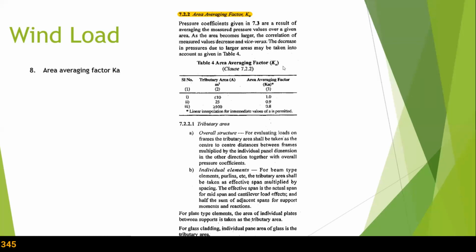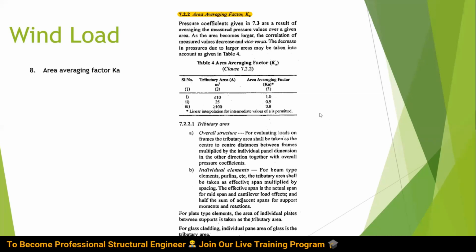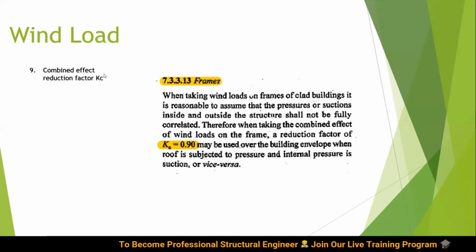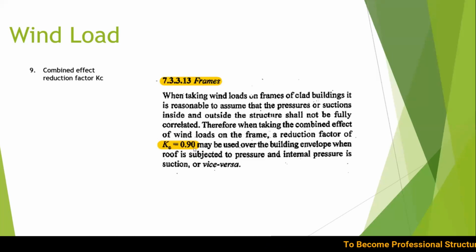So we have to take not the whole structure, but my single frame, where if I am applying force, then it is being resisted by my column, by my first floor beam, and again the other column. That area is the tributary area for this particular case, not the whole structure. Otherwise, it will always be more than 100 meter square, and the factor will always be 0.8, but not that for a single frame. Okay. We have this next combination factor, and generally this combination factor is taken as 0.9.